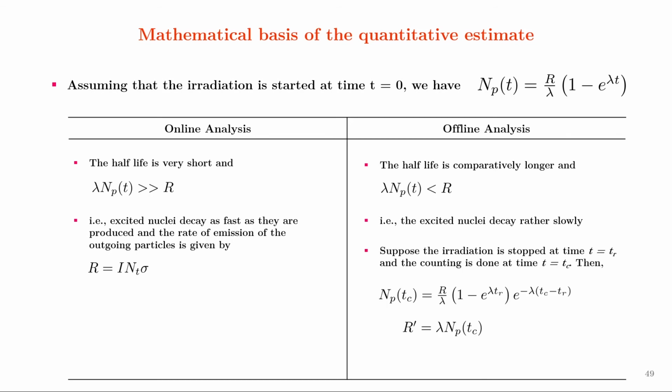Suppose the irradiation is stopped at time t equal to tr and the counting is done at time t equal to tc. In that case, Np(tc) equal to R over lambda times 1 minus e raised to minus lambda tr times e raised to minus lambda (tc minus tr). And the rate of emission of the outgoing particles is given by R prime equal to lambda times Np(tc).